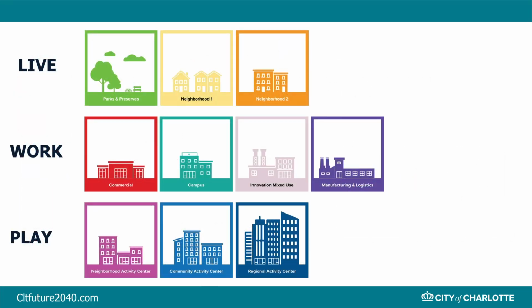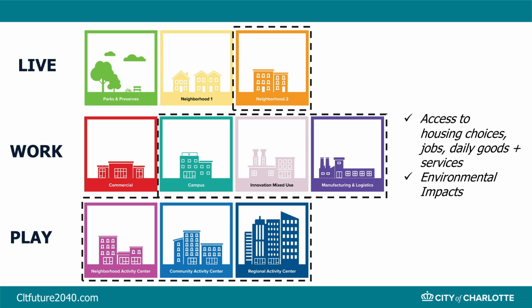10 place types were adopted within the Charlotte Future 2040 Comprehensive Plan. They are categorized into the places we live, work, and play. Each plays an important role in realizing our vision for the future. However, several place types are more capable of improving access and mitigating environmental impacts. Therefore, today's place type discussions will primarily focus on the place types highlighted on the screen.